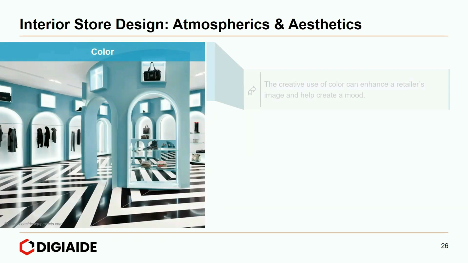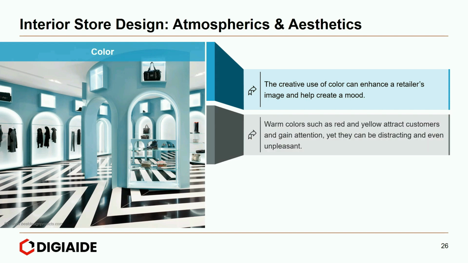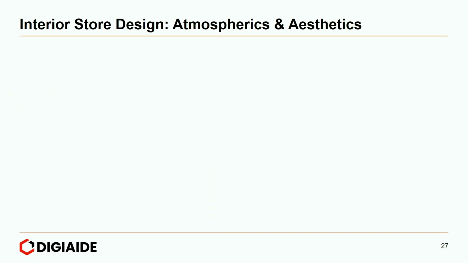Moving on to color. The creative use of color can enhance a retailer's image and help create a mood. Warm colors such as red and yellow attract customers and gain attention, yet they can be distracting and even unpleasant. Fast food restaurants often use warm colors to facilitate rapid turnover. In contrast, cool colors like blue and green are relaxing, peaceful, calm, and pleasant.